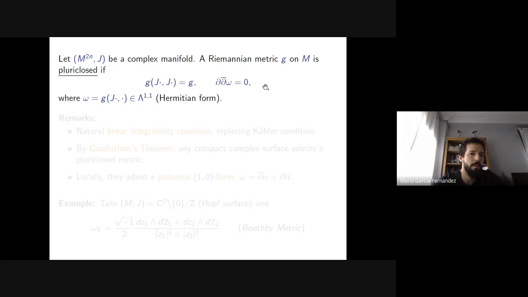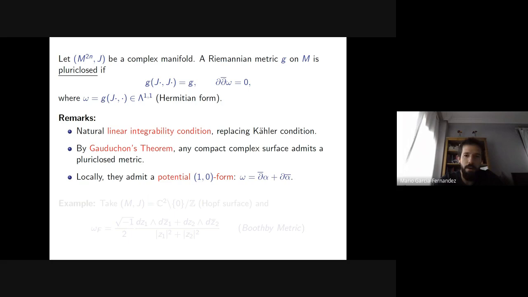Okay, where omega is now the Hermitian form, which is not closed. So some remarks about this, in case you never heard about this, probably you did before. This is a natural integrability condition, which is linear in omega, I mean the pluriclosed condition. And it's a replacement for the Kähler condition.